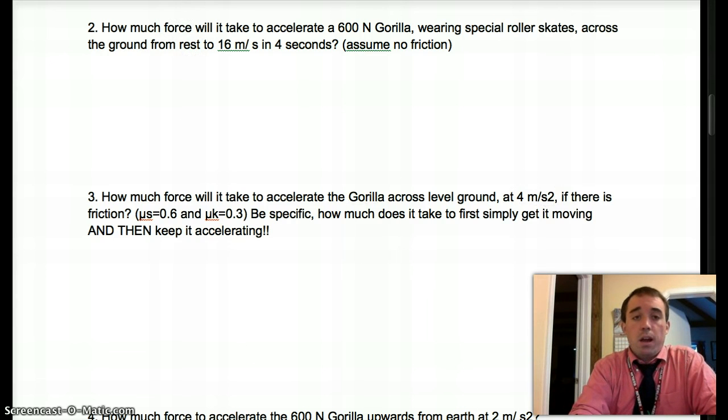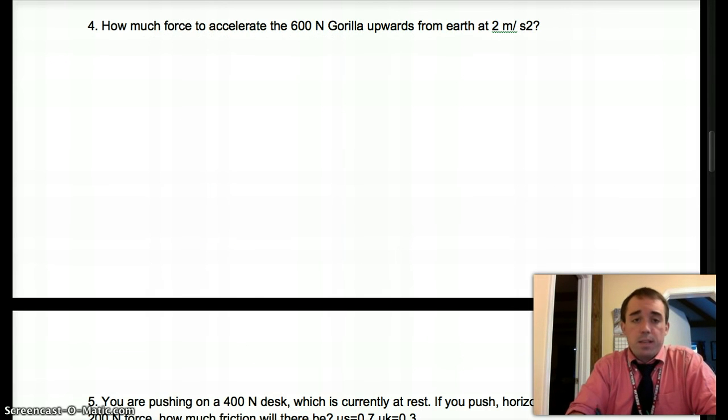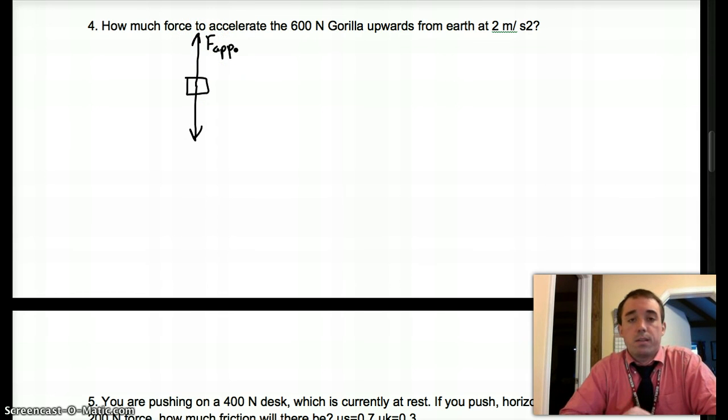Alright, now we have a slightly different situation. That same gorilla, but this time we're trying to lift the gorilla upwards. So we're applying an upwards force. That's the only force that is lifting the gorilla up. It's just like you're holding a coffee cup or whatever. It's an applied force. It's not the normal force you deal with. The weight of the gorilla is 600 newtons still. So you need to figure out what this applied force is.